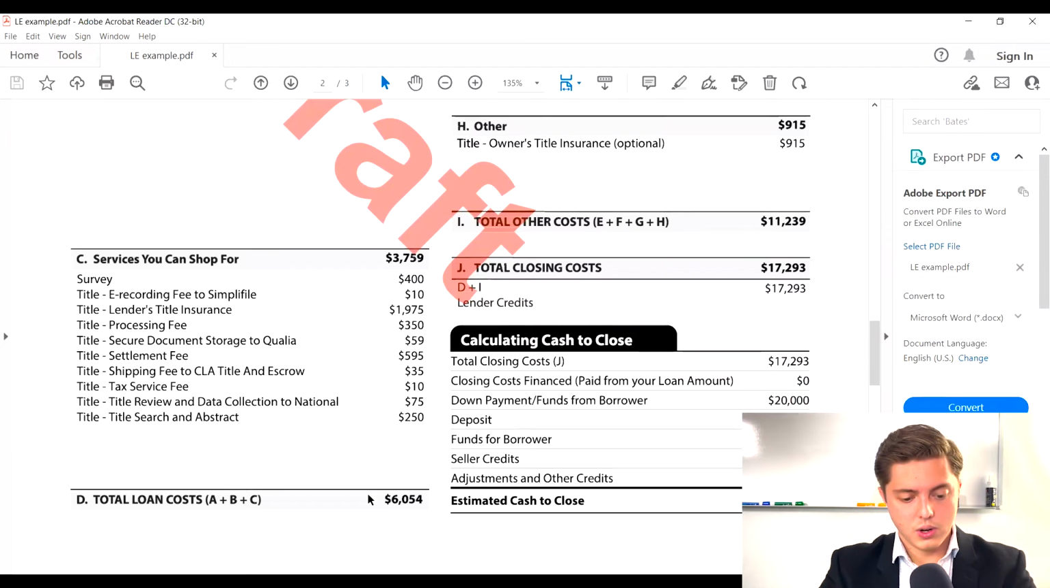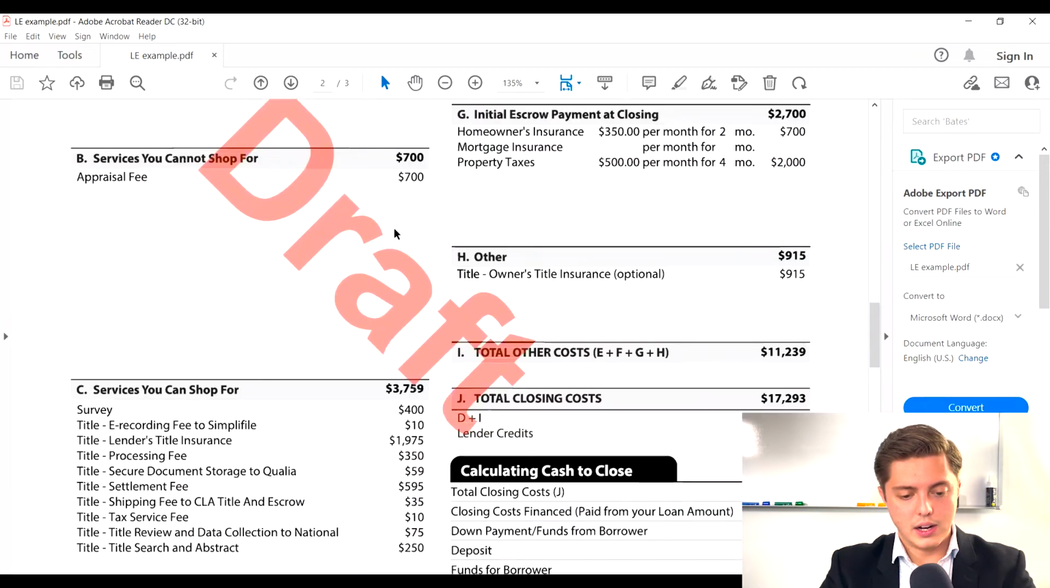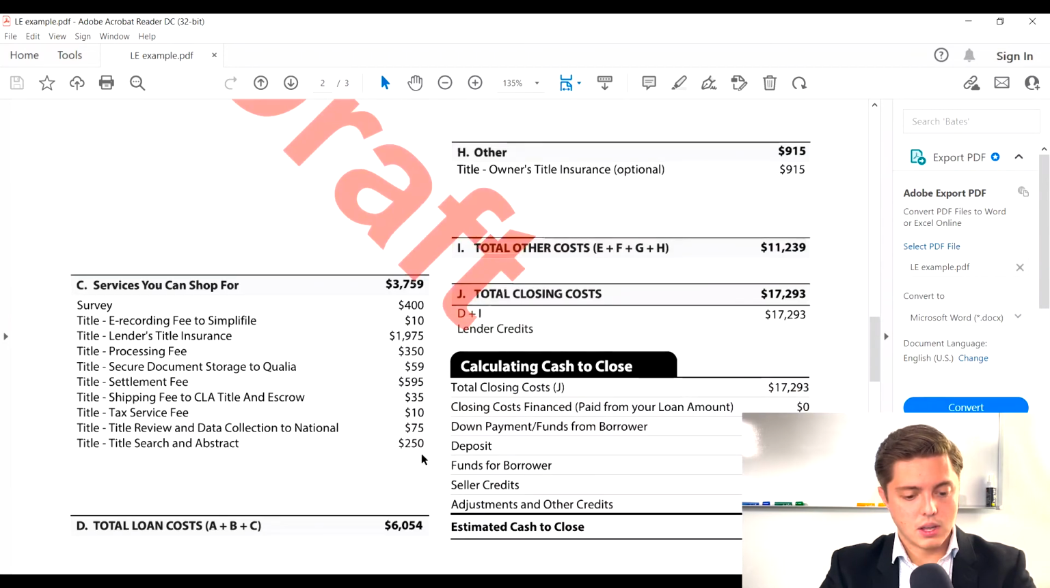And you'll see total loan costs, $6,054. So that adds these numbers together here. And some of the title fees are connected to the loan, but others you would have to get regardless of whether or not you're getting a loan. For instance, a survey, you're probably going to have to get one for the title process. Settlement fees, stuff like that.